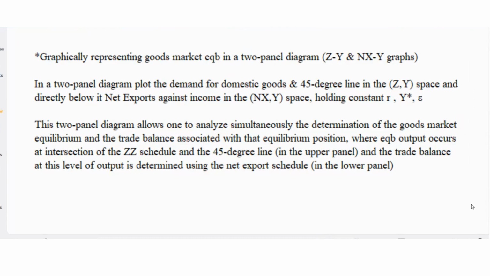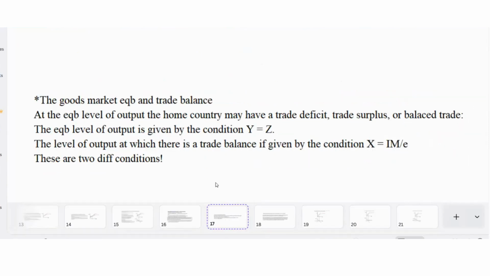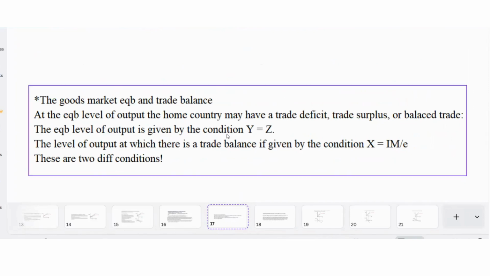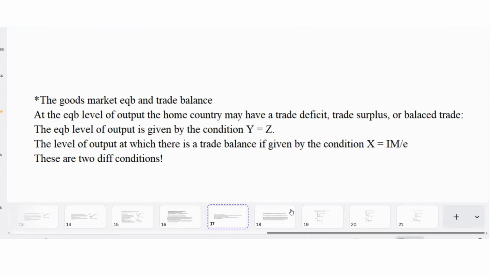We were looking at goods market equilibrium in an open economy, where the goods market equilibrium condition is that demand for domestic goods is equal to domestic output or income. And we talked about how at the goods market equilibrium you may have balanced trade, a trade deficit, or a trade surplus, because the condition for goods market equilibrium, Z equals Y, is different from the condition for balanced trade, which is exports equal to imports.